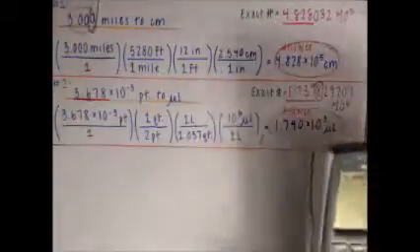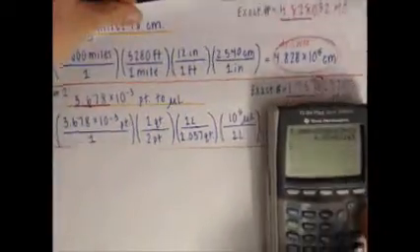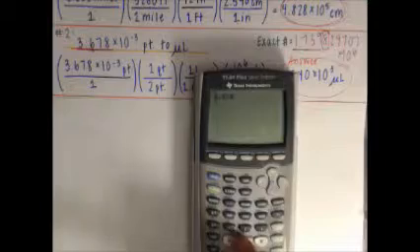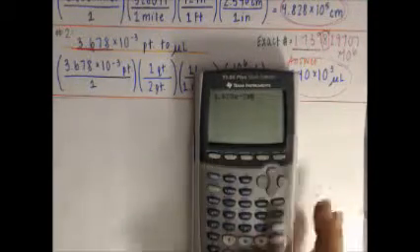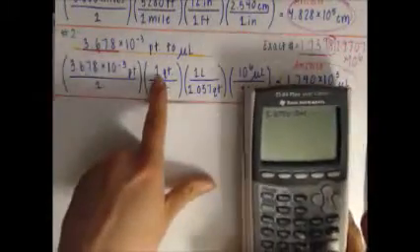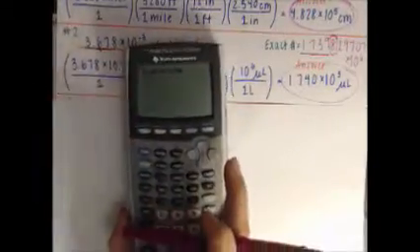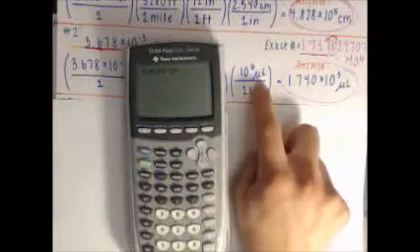Now let's take a look at the second problem. As with the first problem, it has already been set up, so all we need to do is multiply everything on the top and divide it by everything on the bottom. So we are going to take 3.678 times 10 to the negative third. We're going to skip over 1 quart as well as 1 liter, and the next thing to do is multiply by 10 to the 6th.